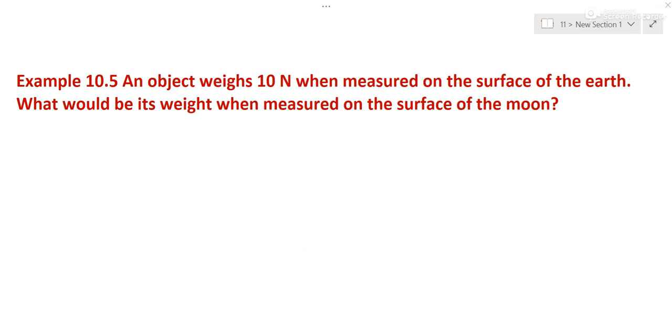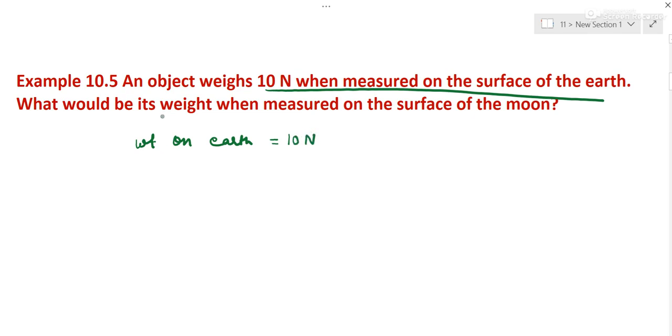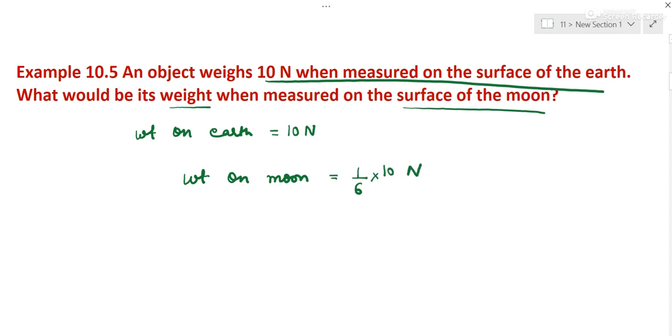Getting to next. So this is an object that weighs 10 Newton. This is weight on Earth, when measured on the surface of Earth. What will be its weight when measured on the surface of Moon? So we know weight on Moon is 1 by 6 of weight on Earth. So that will be 10 by 6 Newton. You can divide if you wish.